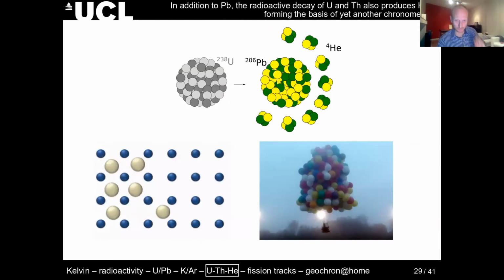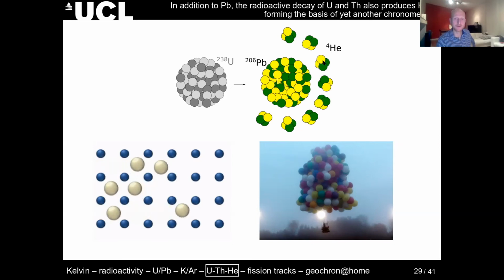All right, next one on my list is the uranium-thorium-helium method. I've already discussed the uranium-lead clock, and I explained that when uranium decays to lead, it does so by emitting alpha particles, which, when they acquire electrons, turn into helium atoms. So 8 helium atoms are produced for every lead-206 atom. So we get another clock for free.